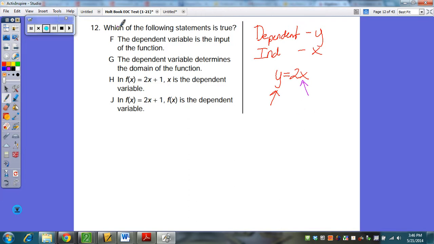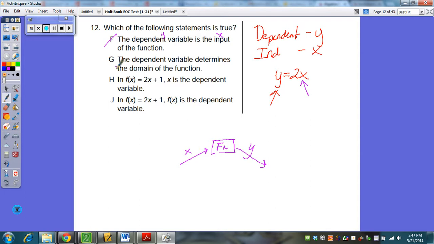So we look at our answers here. Which of the following statements is true? The dependent variable is the input of the function. Well, let's think about input for a second. So we have this function here. All right. We have an input into the function and we have an output. Well, our input is the independent value, our x's, which can be anything we want, and it goes through the function machine, and then it comes out as the dependent variable. Well, it says here the dependent variable, which is y, is the input of the function. Well, that's x. That can't be right.